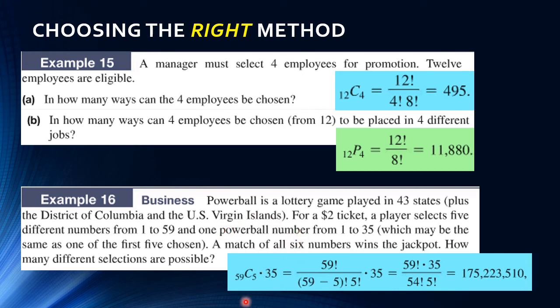So you can see that the problems get a little bit complicated, and you have to be thinking about what makes sense. You can also use, as I said, the hangman, where you would put 6 slashes, you're picking 6 numbers. The first one being the Powerball, you would have 35. The second one, you're picking from 59 numbers, so you'd have 59 times 58 times 57 times 56 times 55. And you can see with just this lotto, there are 175 million different combinations. And that's why it's so hard to win that jackpot.